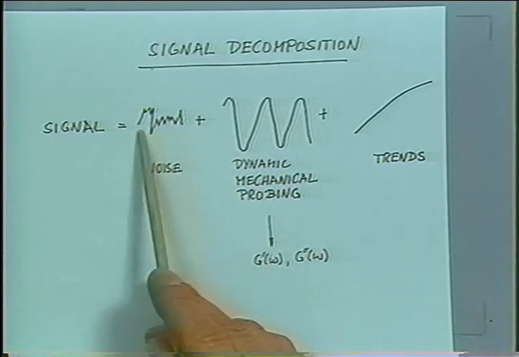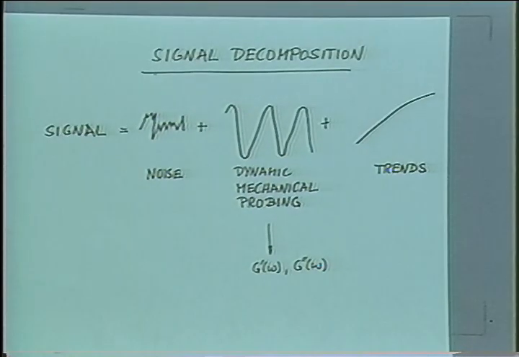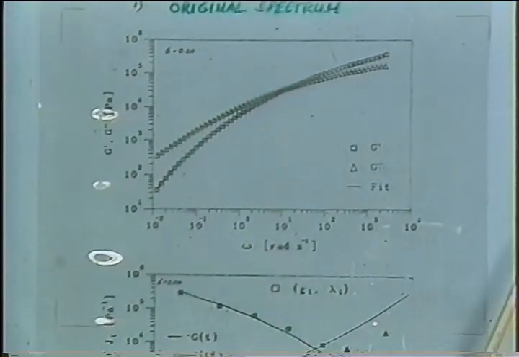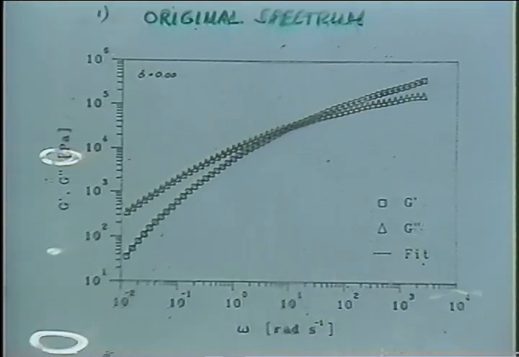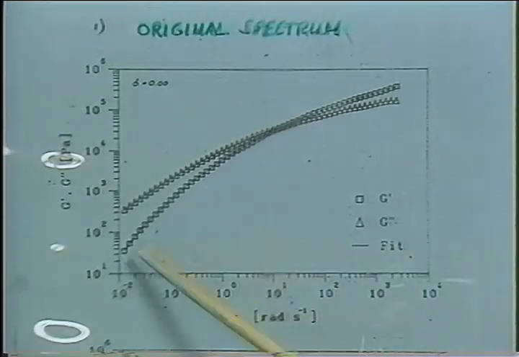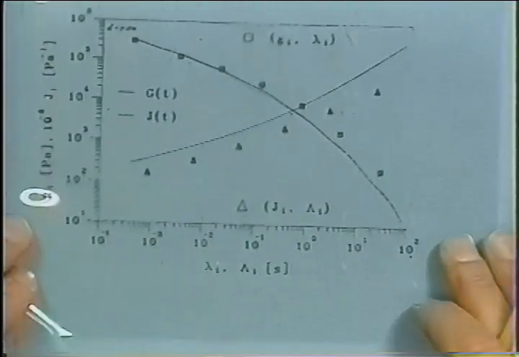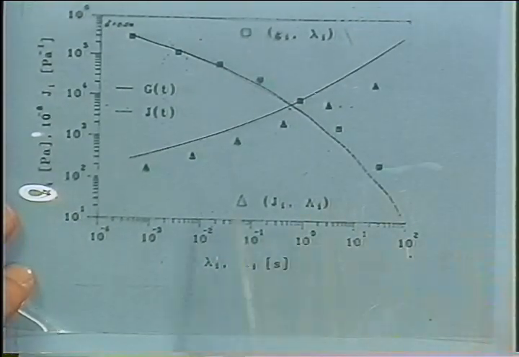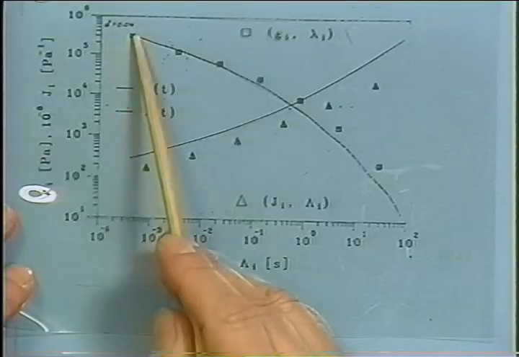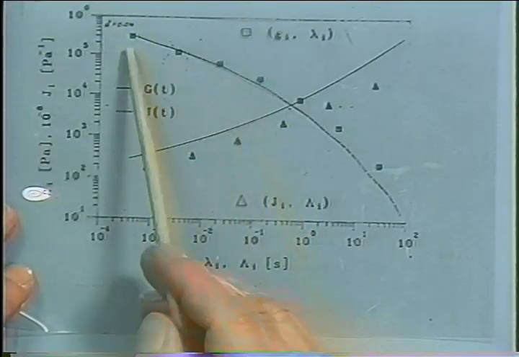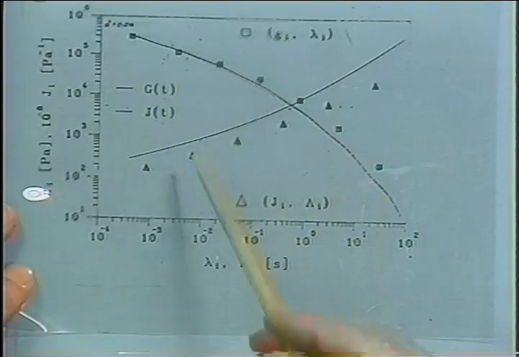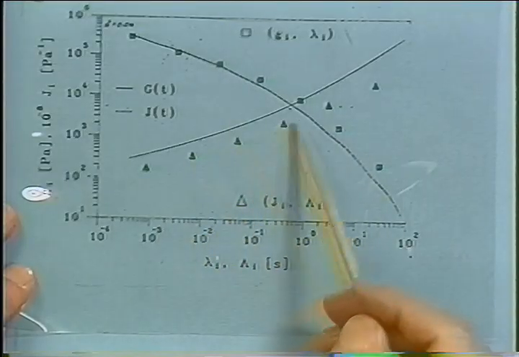But let's see what noise and any harm will do to our data. We will take a nice data set. Actually, this is a fairly peaceful set of data. It's just G prime, G double prime, a fairly harmless curve, and it's converted. We calculate the spectrum, the g_i values for certain lambda values. So this is the spectrum, and this is the retardation spectrum of those points.